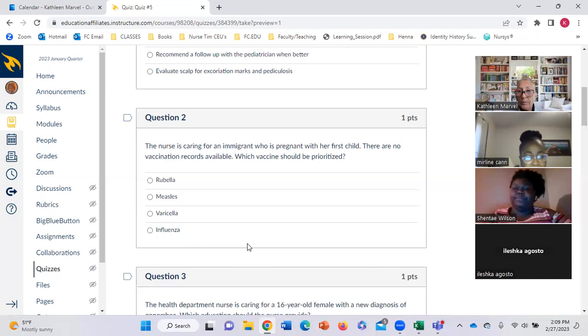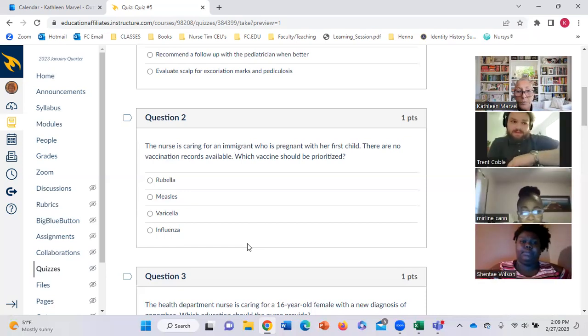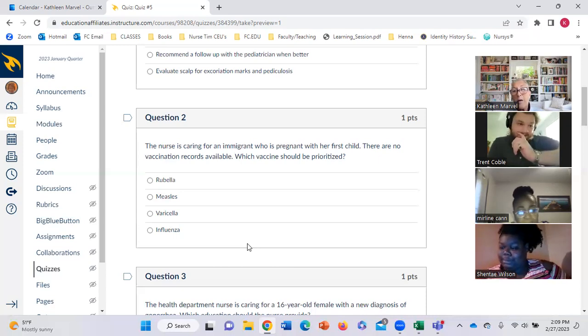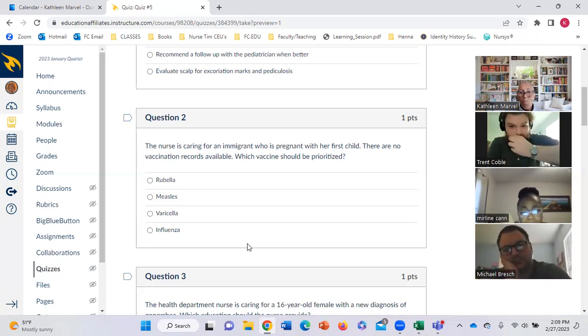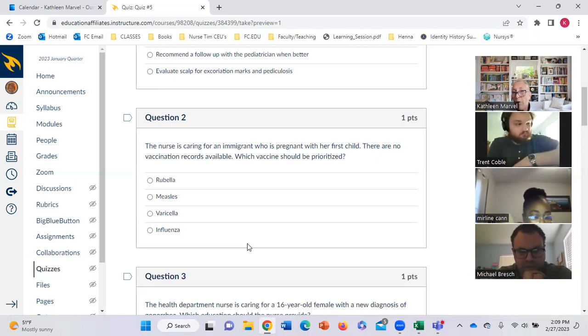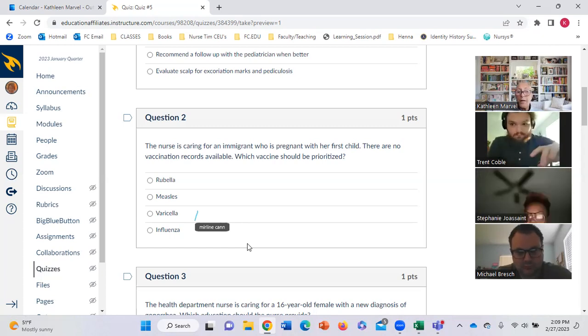Anybody else have anything to add to that? I was caught between rubella and measles simply because of the MMR vaccine. Mhm. But think about it, she's pregnant. What vaccines can't she take while she's pregnant? A live virus. Exactly. She cannot take it. Right? But not the other ones. Merlene? Right? You're on mute. Okay. I just want to make sure you had that. You had it a little bit backwards, so I want to make sure you understand that.